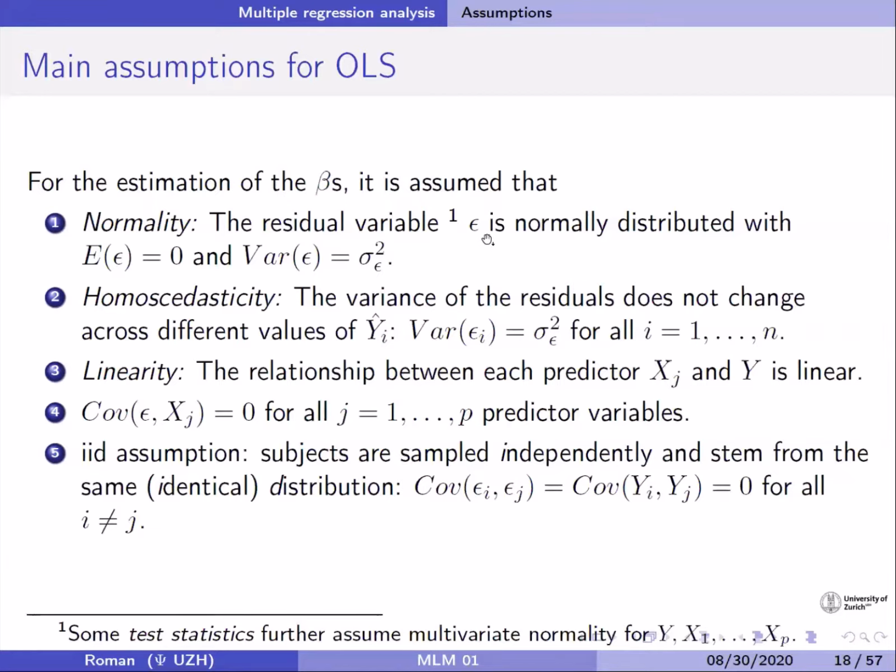Homoscedasticity. This says that the variance of the residual does not change across different values of Y. This is again telling us that the predictions need to be equally accurate or inaccurate across the entire space of the predicted values.